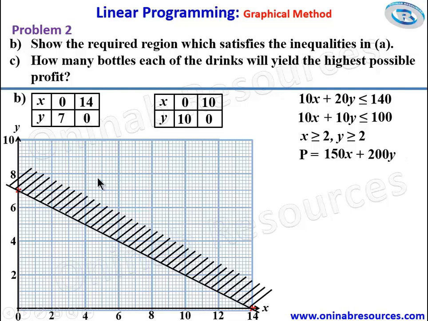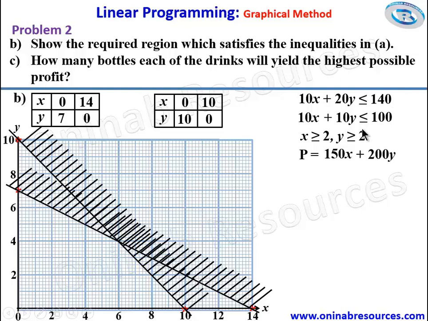For the second table, when x is 0, y is 10. This is the point here. And when y is 0, x is 10. So this is the second point. Then we join with the bold line. We are shading the upper part because the down part is required since it is less than or equal to. So we are done with that.